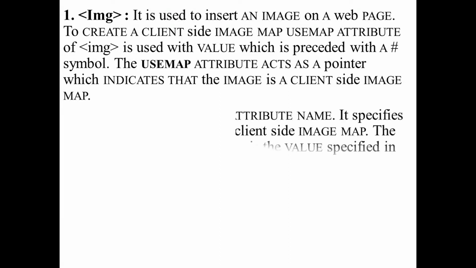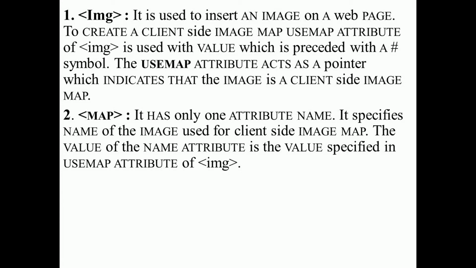Next we have the map tag. It has only one attribute, that is name. We are mapping with the usemap, so it has only one attribute, that is name. You can give a name to your image map. It specifies the name of the image used for the client side image map. The value of the name attribute is the value specified in the usemap attribute of the image tag.